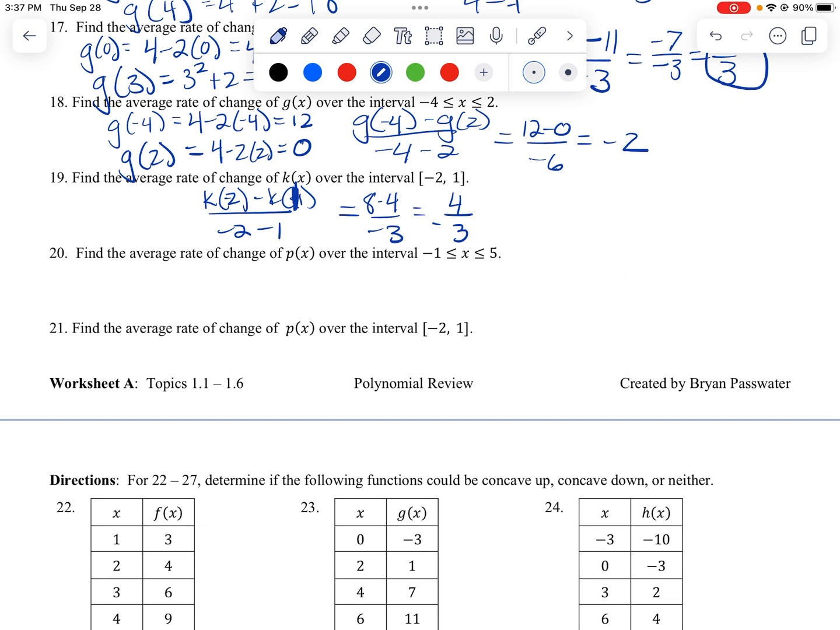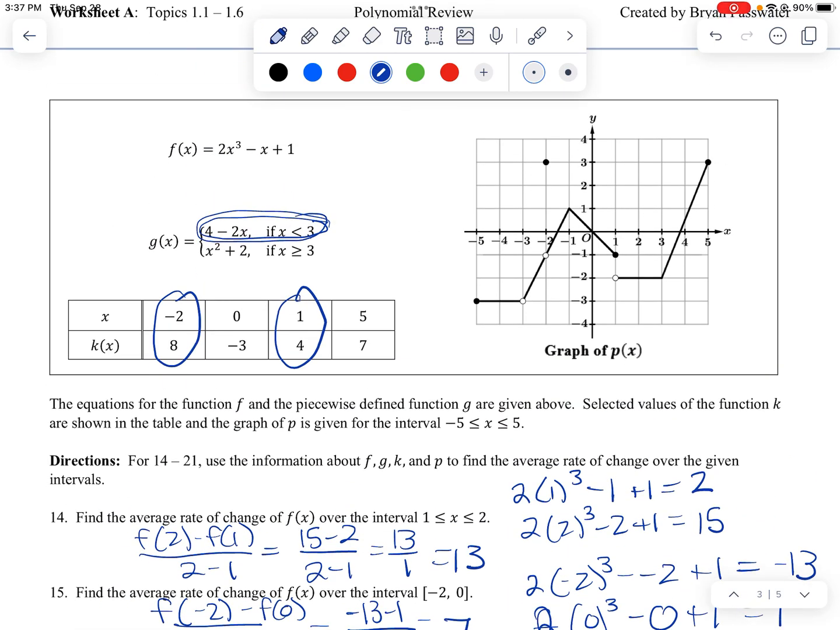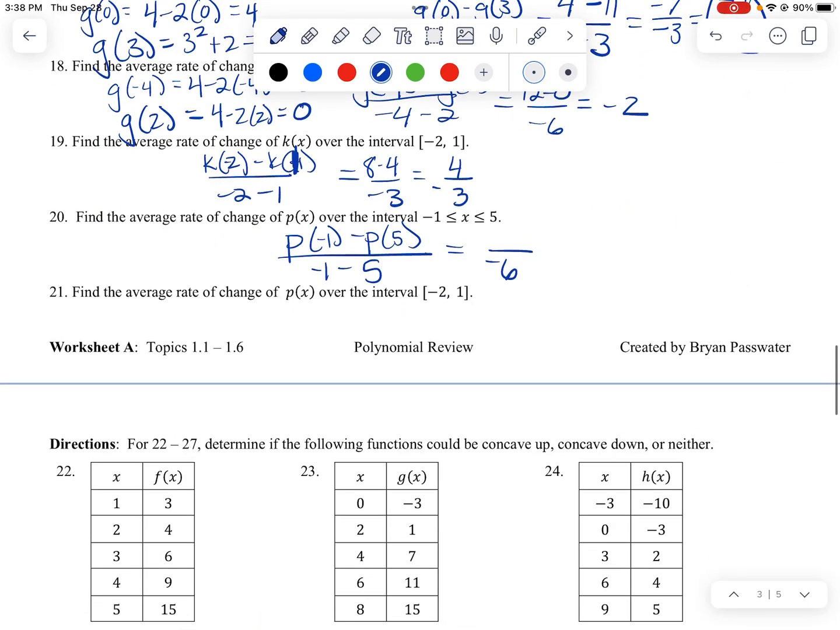Find the average rate of change of p of x from negative 1 to 5. So p of negative 1 minus p of 5 over negative 1 minus 5. So on the bottom, negative 6. And what is p of negative 1? Is 1. P of 5 is 3. So 1 minus 3. So let's see, that's negative 2 over negative 6. So that's positive 1/3.